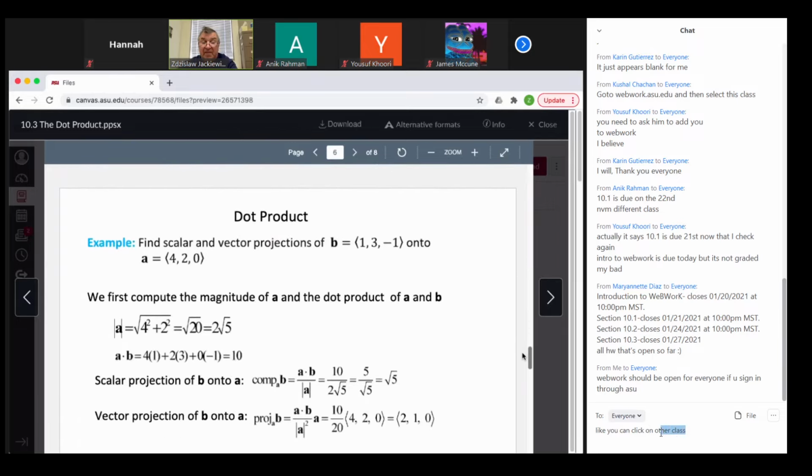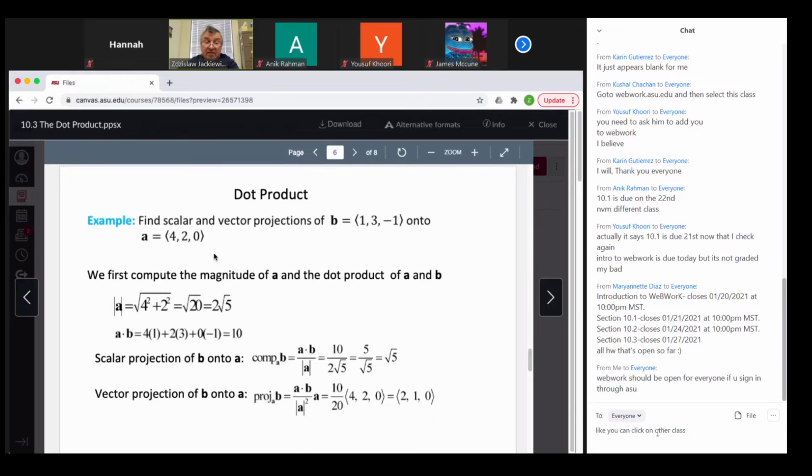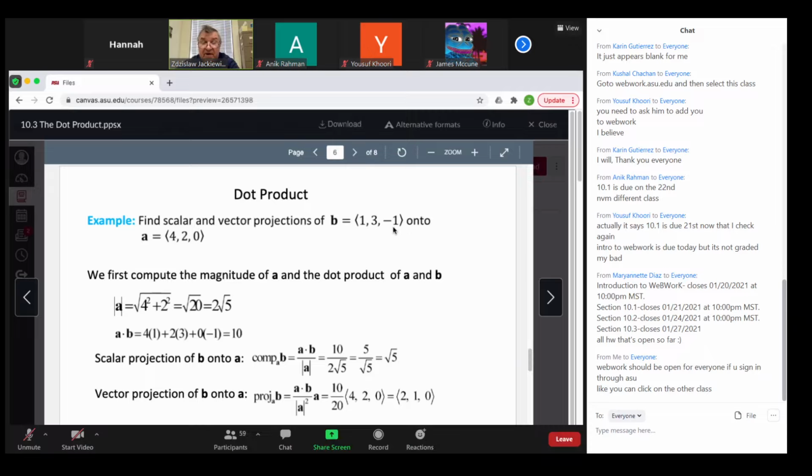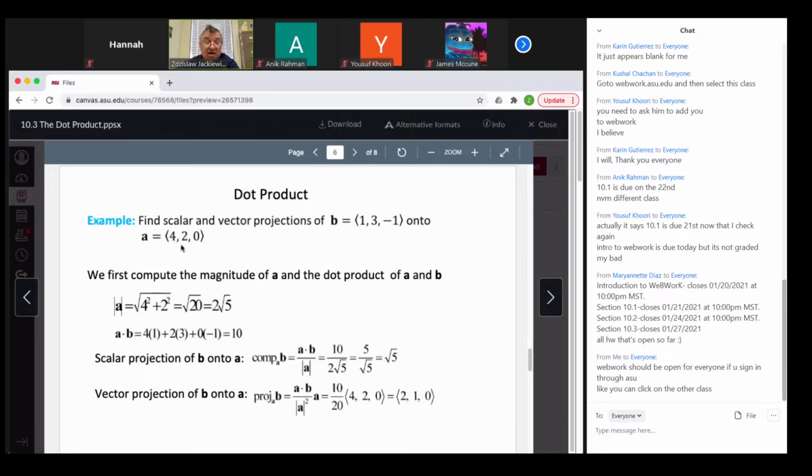So here, for example, we'll be using those formulas, okay? Find the scalar and vector projections of the vector B, which is (1, 3, -1), onto the vector A with components (4, 2, 0). You can write A as 4i plus 2j, and you can write B as i plus 3j minus k using those coordinate vectors, the canonical basis, if you want.